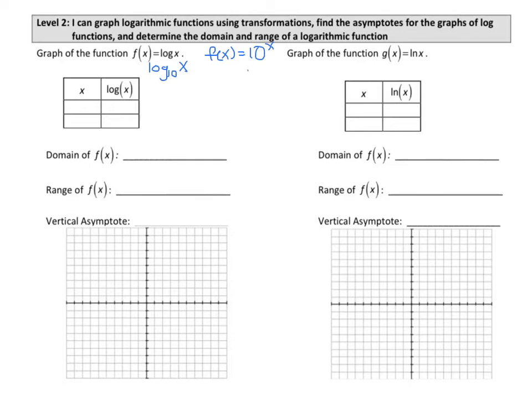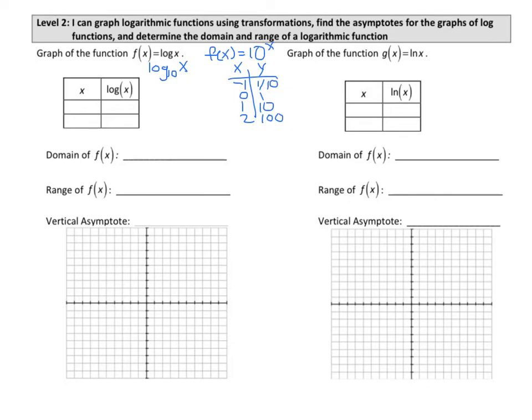So let's make a quick table for 10 to the x power. We'll make some xy pairs, -1, 0, 1, 2. 10 to the -1 is 1/10. 10 to the 0 is 1. 10 to the first is 10. 10 to the second is 100.